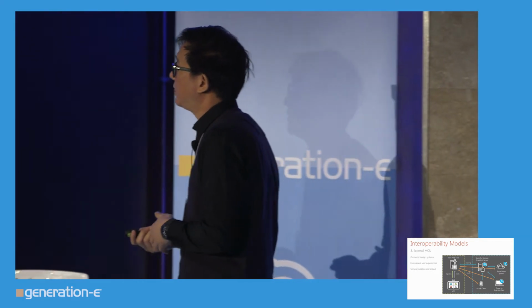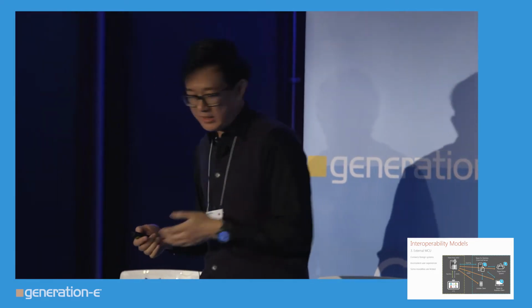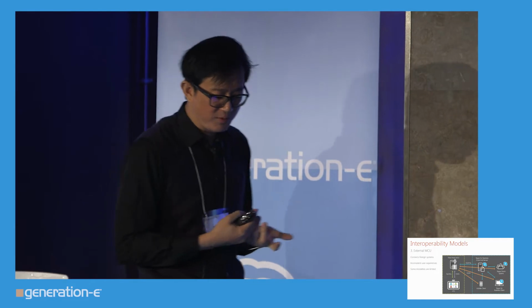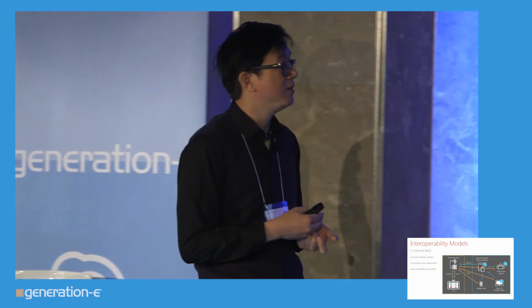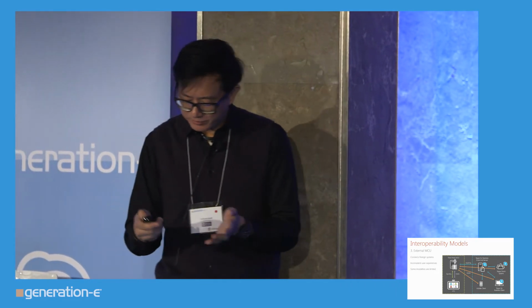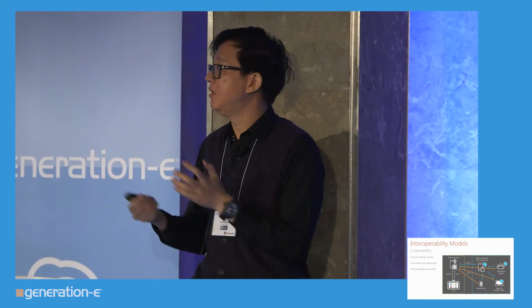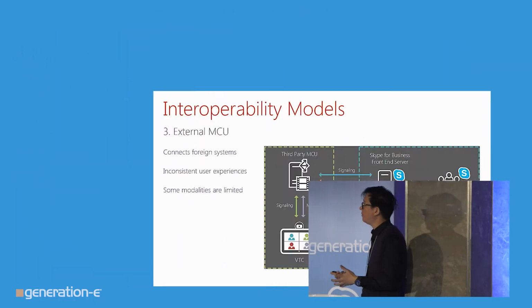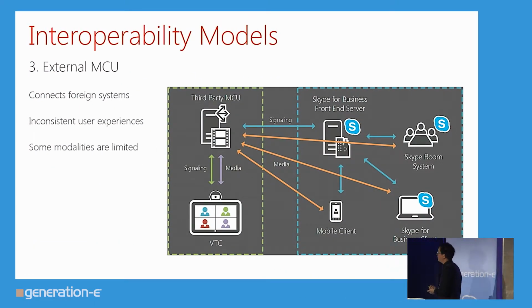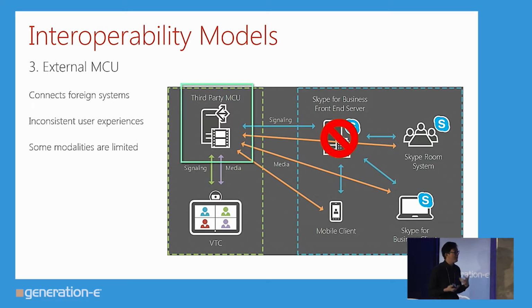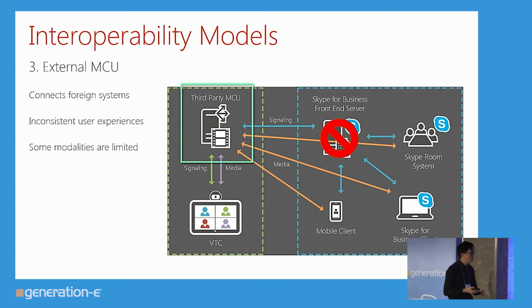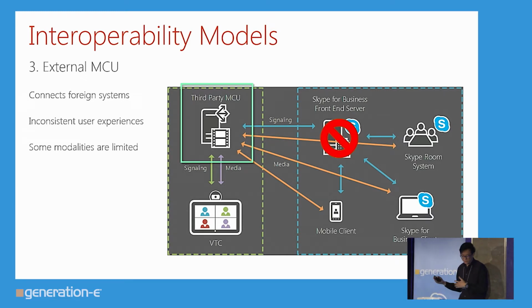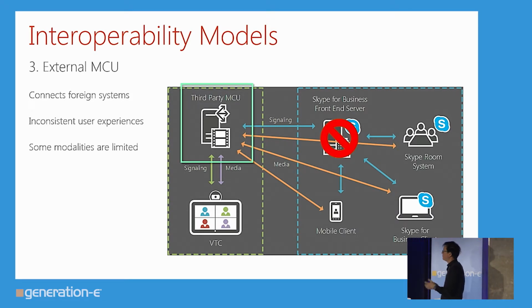This model can be useful in certain situations, but it does have a little bit of user inconsistency in terms of the user experience, because instead of using the Lync AVMCU, everybody just calls into the third-party MCU. So some of the modalities may not be available in those experiences. On top of that, you do have a bit of redundancy. You have the Skype for Business AVMCU, but you're not using it at all, because everyone is using the third-party MCU, and that's the main engine behind all of these calls.